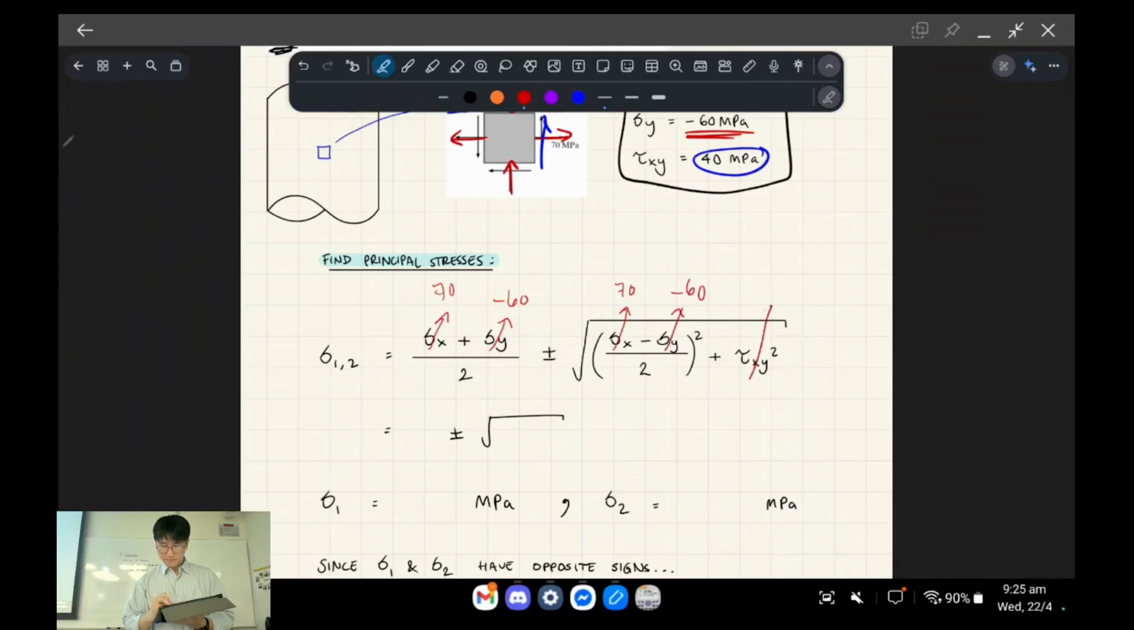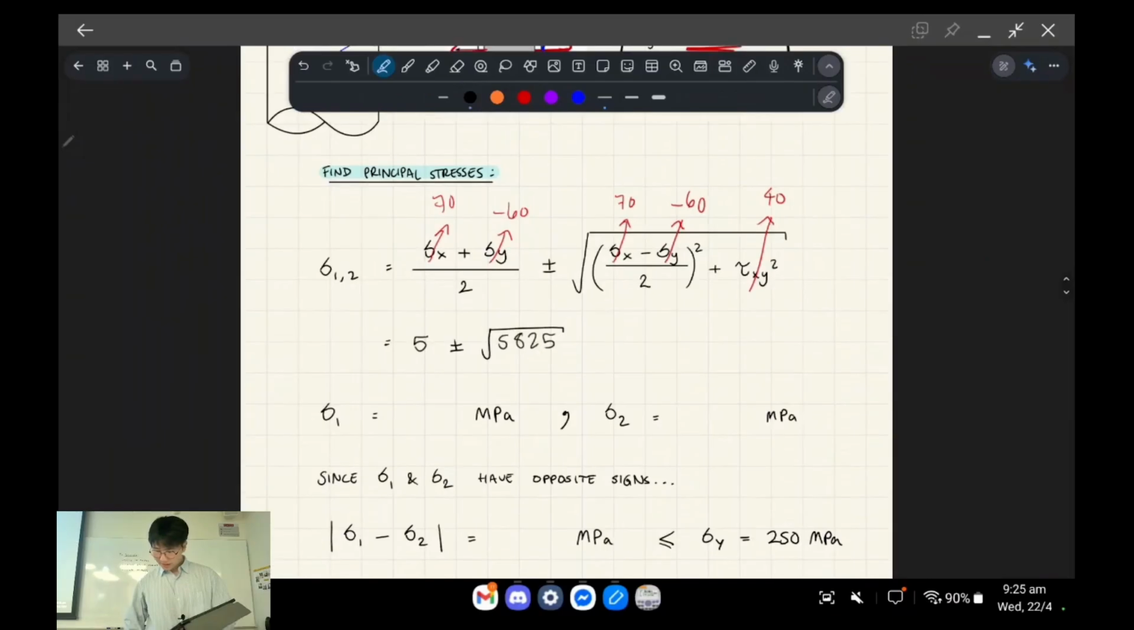Or this topic, I guess. So we're literally just plugging in all these things into this formula, which gives us 5 plus or minus the square root of 5,825. Okay, that gives us 81.32 MPa and negative 71.32 MPa.